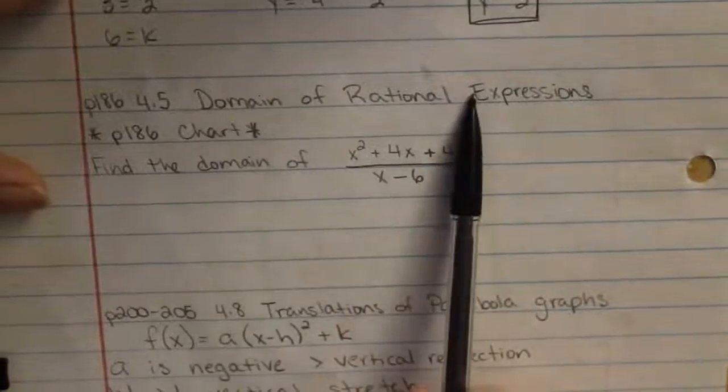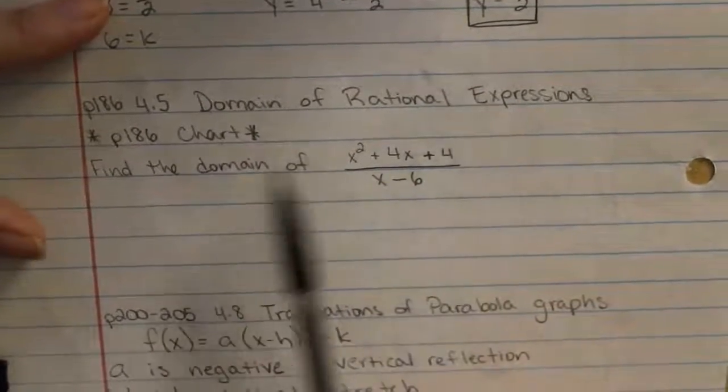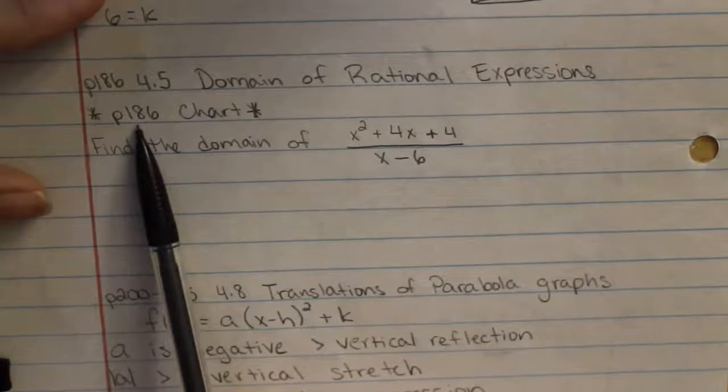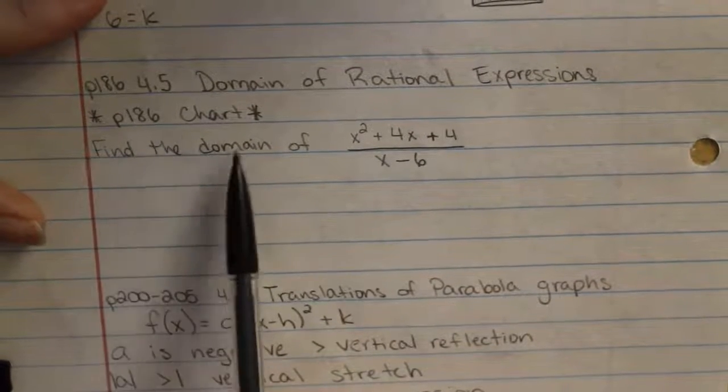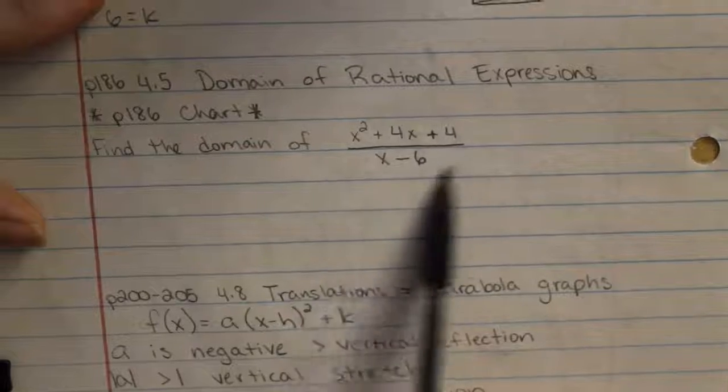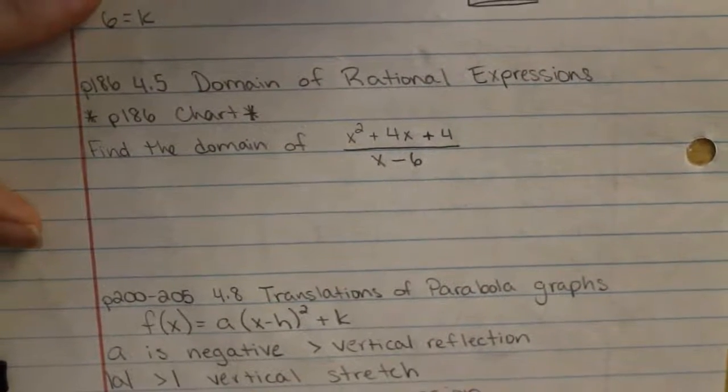Moving on, in chapter 4, we have domain of rational expressions. Now, if you guys remember this, there is a big fancy chart on page 186. So I am going to give an example of this type of problem here, of finding the domain of this problem.